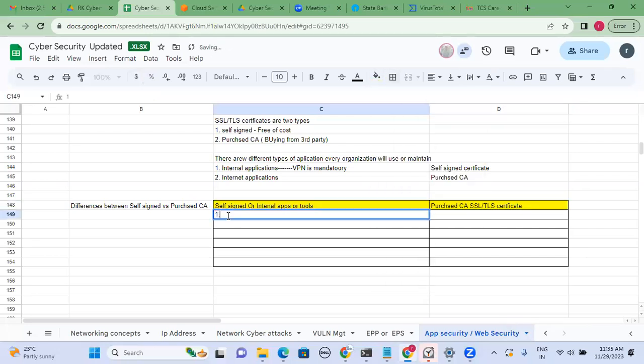First thing is self-signed, meaning first we have to generate the self-signed certificate for internal usage. We can generate a self-signed certificate in the server or else in the tool. For example, a firewall tool, EDR tool, SIEM tool, or any other tool, we can generate directly. That is called self-signed.